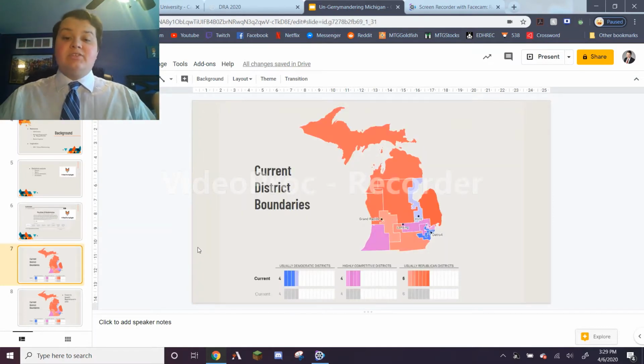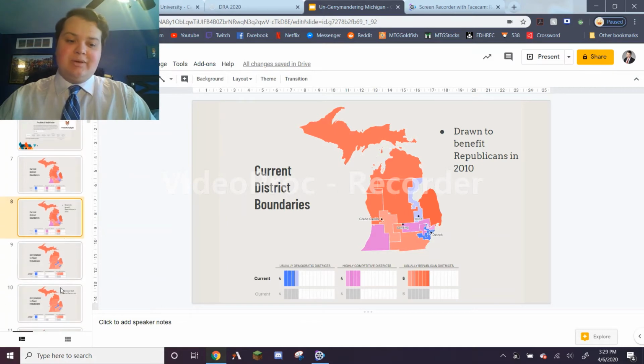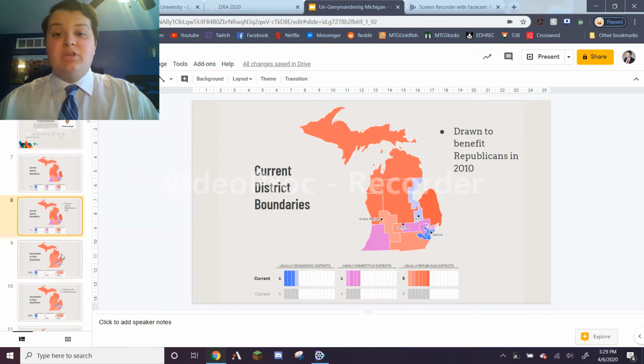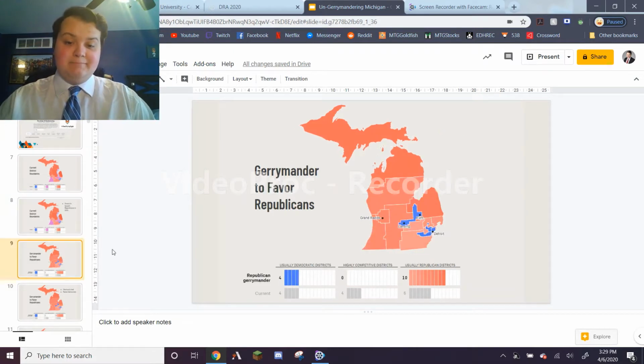The first is our current congressional districts here in the state of Michigan. This map was drawn by Republicans in 2010 to benefit themselves. It's a map that throughout most of the decade produced only 5 Democratic representatives and 9 Republican representatives out of 14. And that only just changed in 2018 when Democrats flipped 2, and it became 7 and 7. But throughout the decade, this was a map that definitely benefited Republicans greatly.